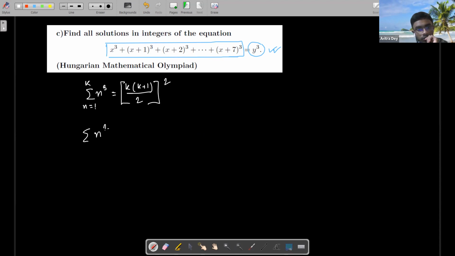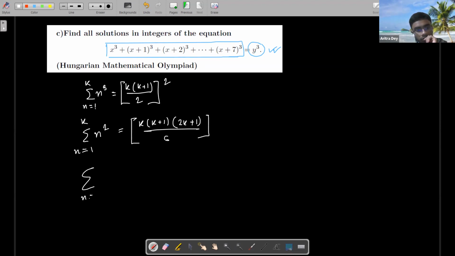The summation of n square from n equal to 1 to k is k into k plus 1 into 2k plus 1 divided by 6. And I think everyone knows the summation of n from 1 to k is n into n plus 1 divided by 2, right? Yes. So I can simply open this bracket.